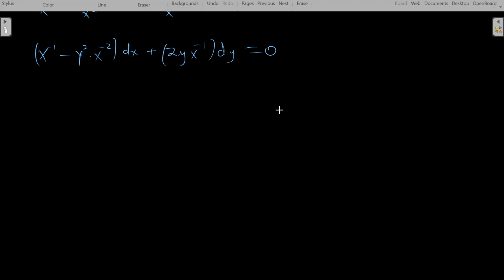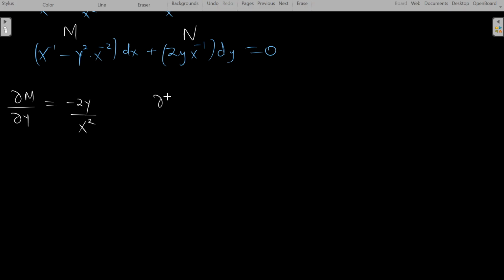Now we can check for exactness. This is our new M and this is our new N. So I'm taking the partial of M with respect to y. Here x is treated as a constant, so integrating this I should get negative 2y. This should be a constant, so it just remains the way it is, divided by x squared.